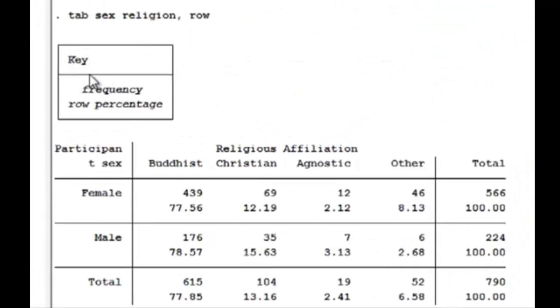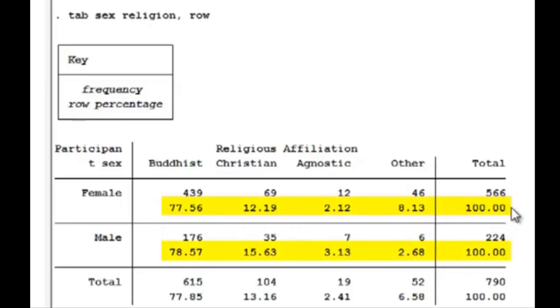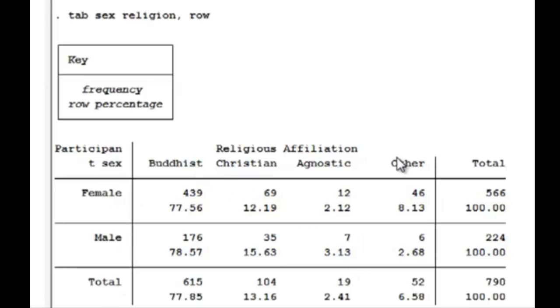Immediately, it shows that there's a key. For each cell, the first number represents the actual frequency, or the number of people in those categories, and the second number represents the percentage, the row percentage. As you can see, for each row, all the percentages add up to 100 because this is the row percentage over here and over here. That's why the one-way table can't show row percentages, because it doesn't have two variables to compare them to each other.